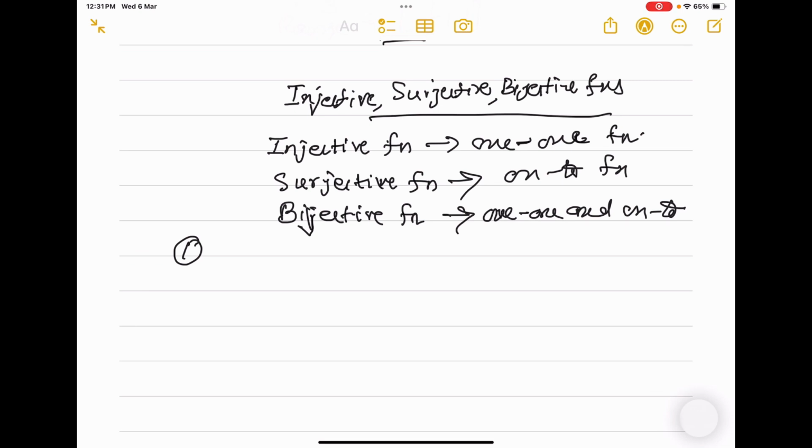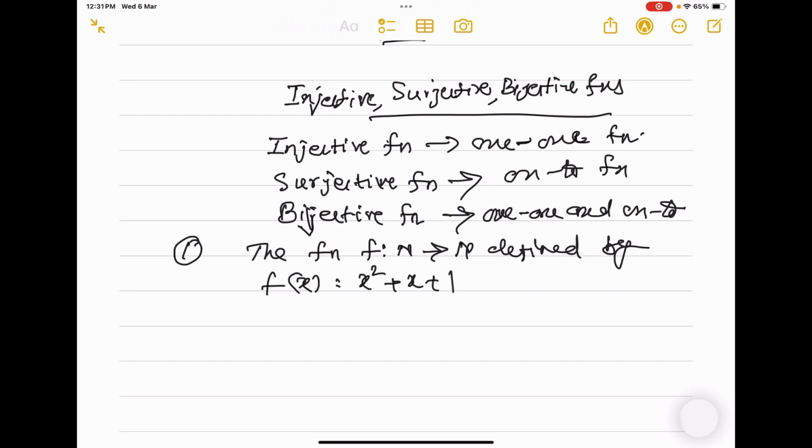First question is this. The function f from N to N defined by f of x equal to x square plus x plus 1. Prove that f is 1-to-1 but not onto.